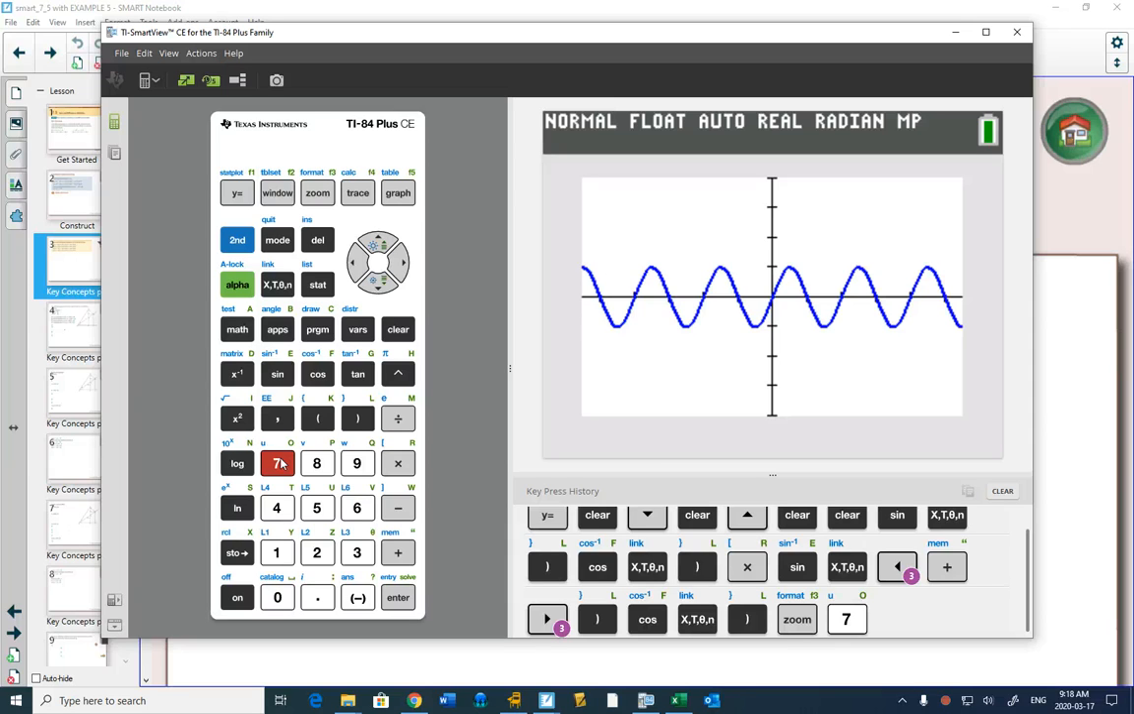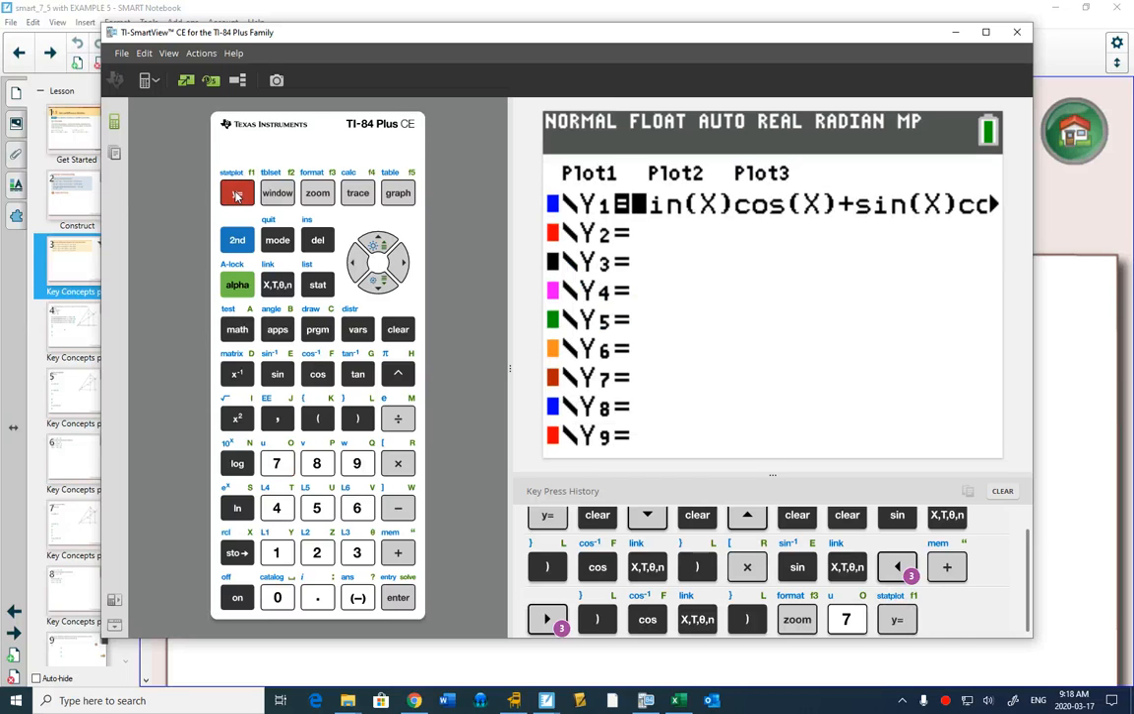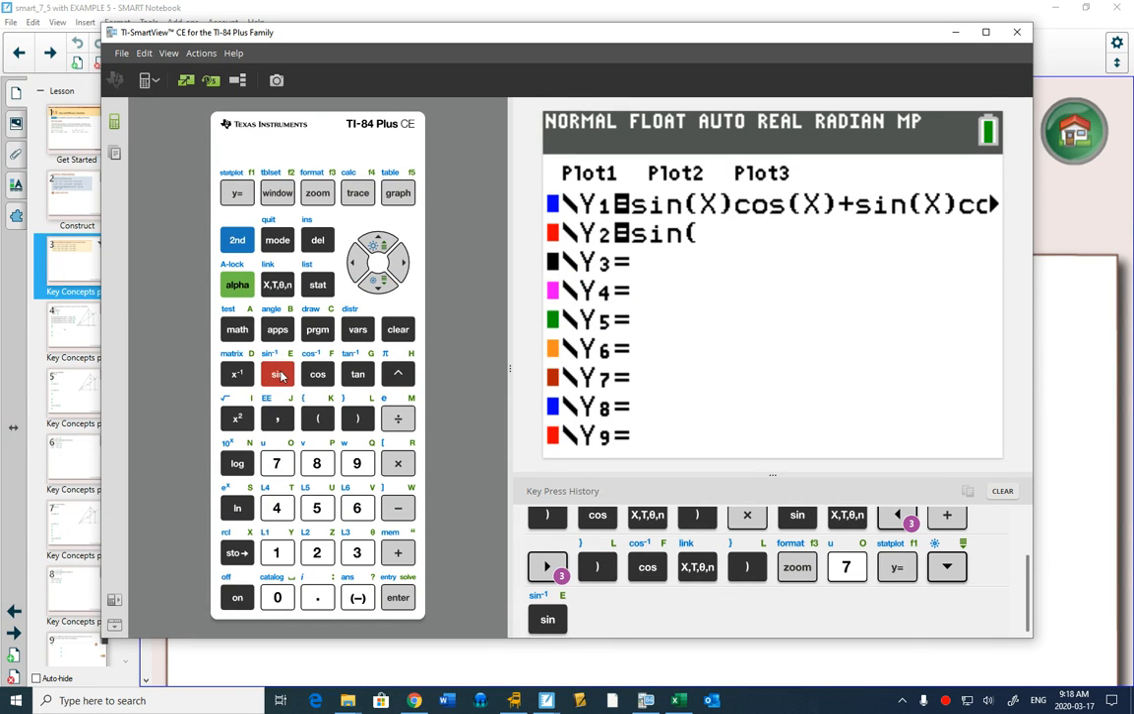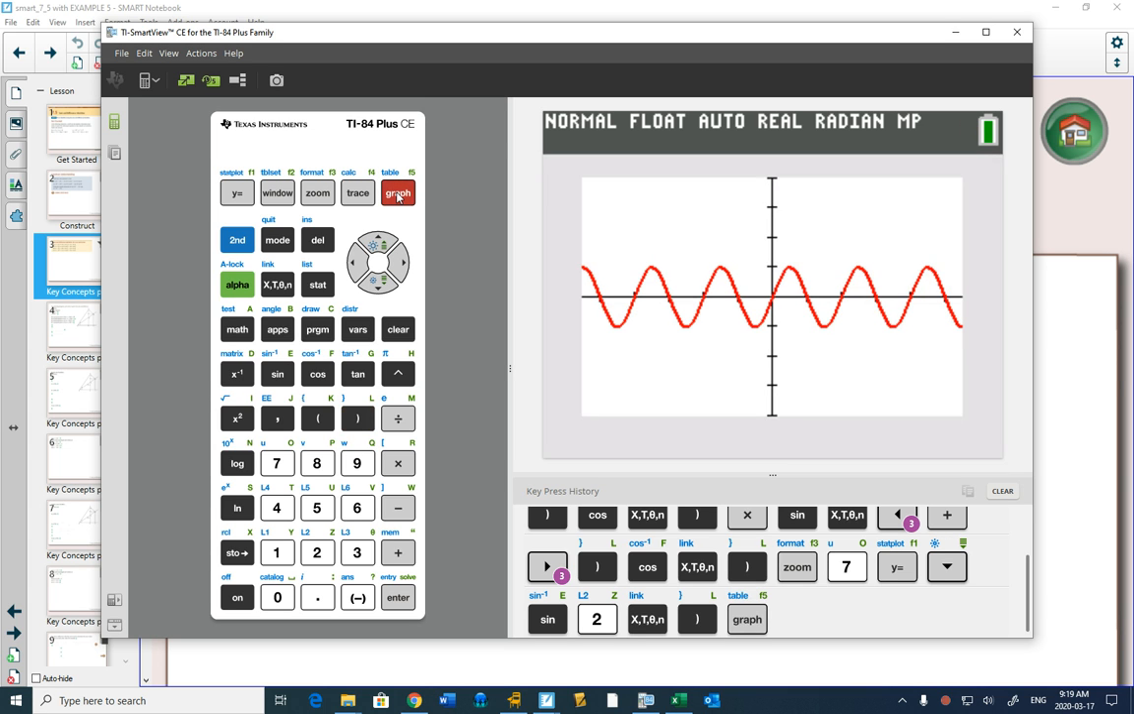If there are 2 full periods from 0 to 2 pi, can you see that there would have had to have been a horizontal compression? To get 2 periods, you'd have to multiply everything by a half, which seems to be the same as sine of 2x. So I'm going to type sine of 2x into y2 and graph that and see if they match up. And they do.